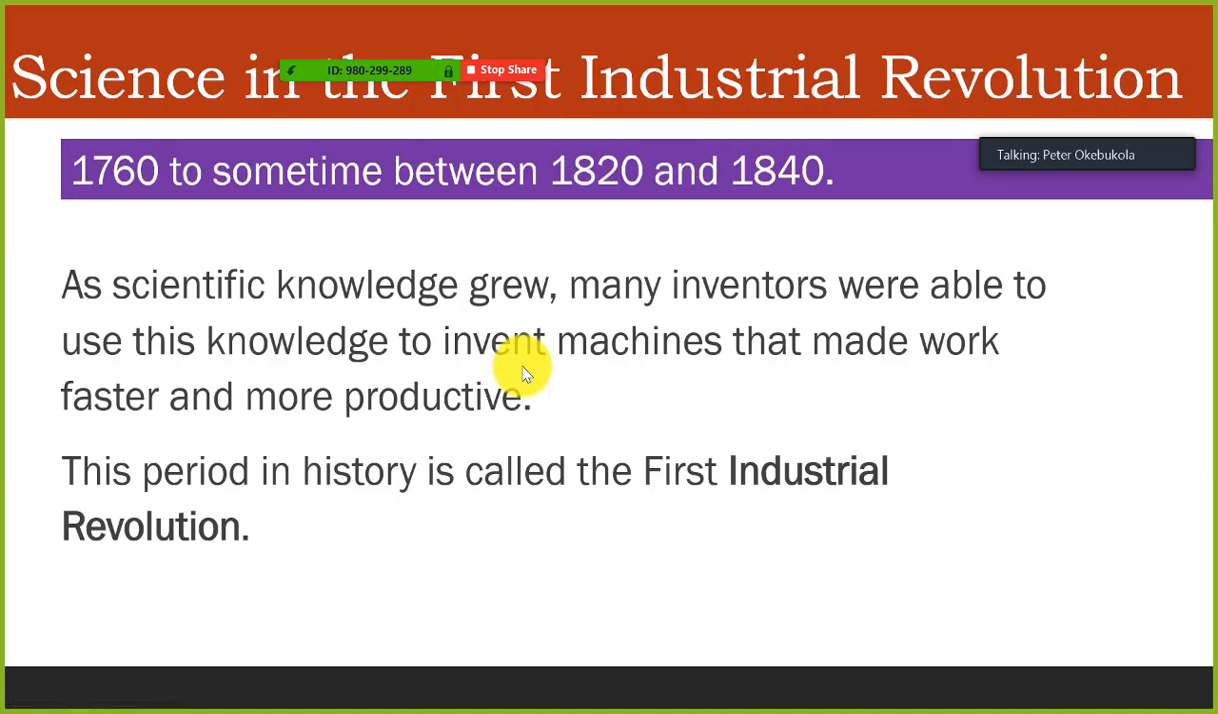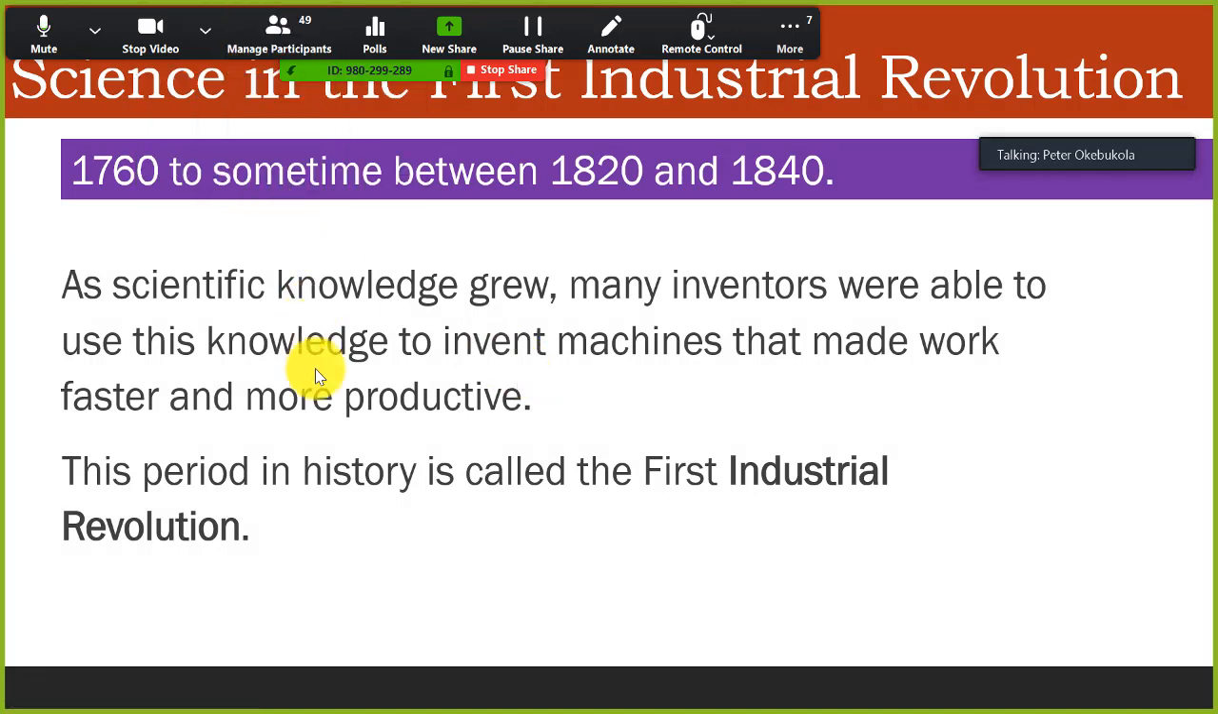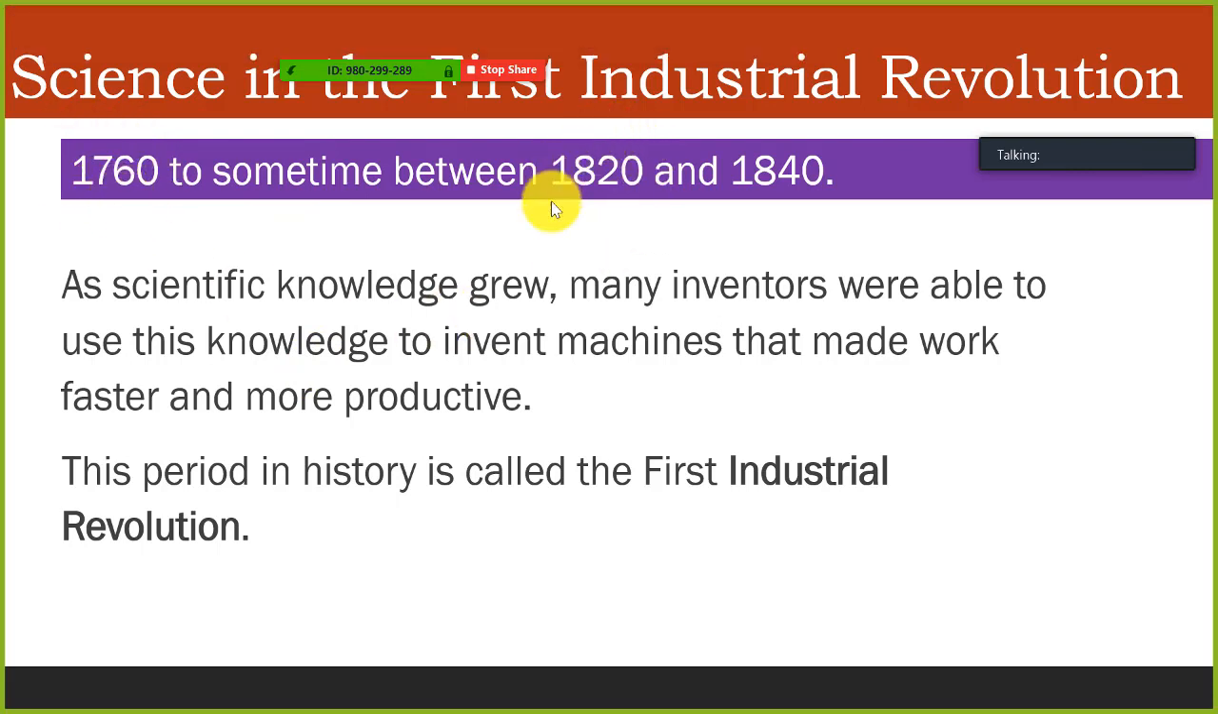So science in the First Industrial Revolution is what we want to take on next. And when was this Industrial Revolution? It started in 1760, to sometime between 1820 and 1840. So all the scientific knowledge that people had accumulated was now turned into inventions, and they used these inventions for machines. So engineering has now come in, technology has now come in. And this period is called the First Industrial Revolution. If you check your course outline, you'll find that I'm to take you through a topic from the First to the Fourth Industrial Revolution. I'm sure we're all going to enjoy that topic.